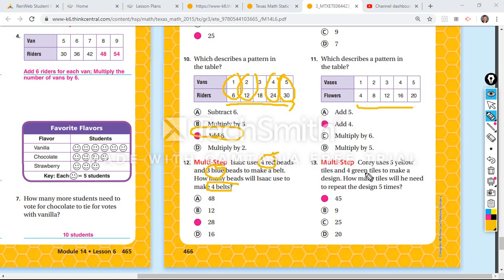Safina, how are you? Good. Talene, good. Yes, thumbs up. Excellent. Corey uses 5 yellow tiles and 4 green tiles to make a design. You should already see the pattern there. How many tiles will she need to repeat the design 5 times? So again, we add the number of tiles, and that's 9. And we'll multiply by the 5 that she will make, and that's 45.